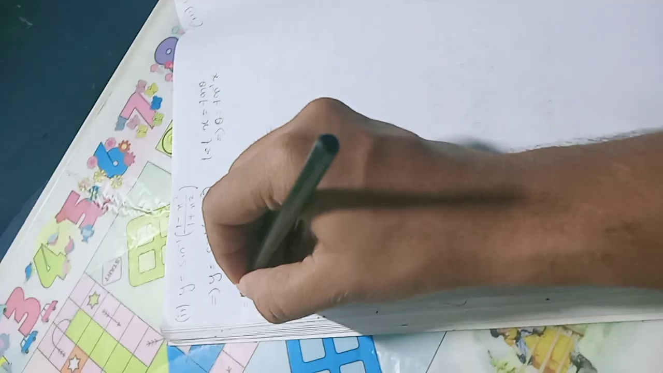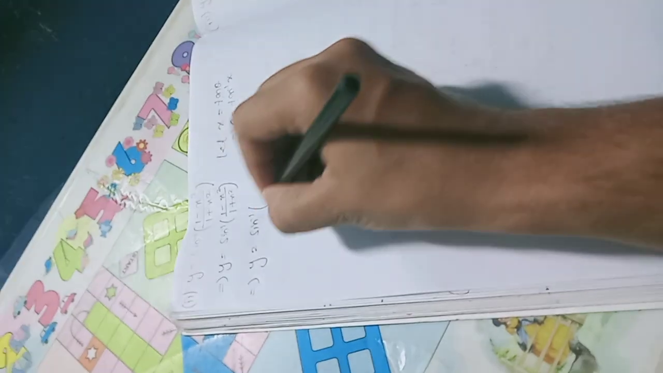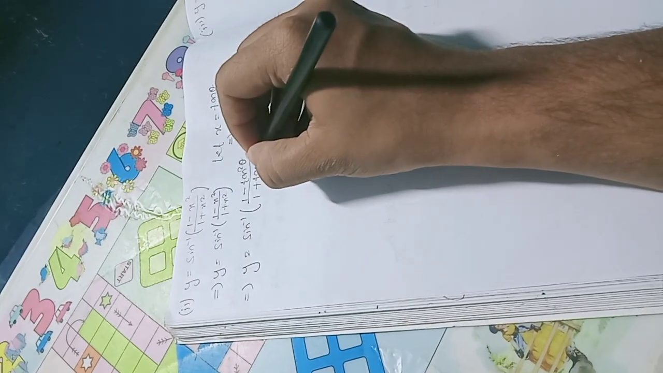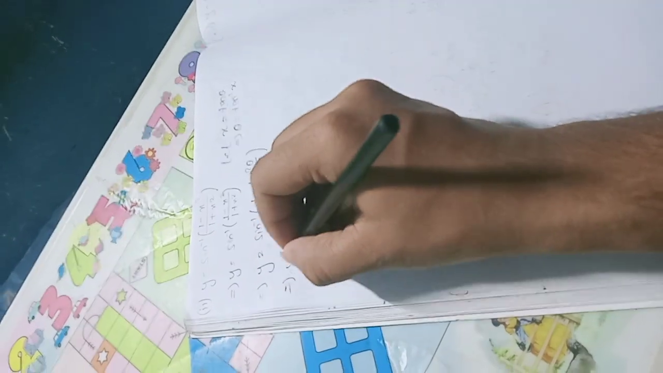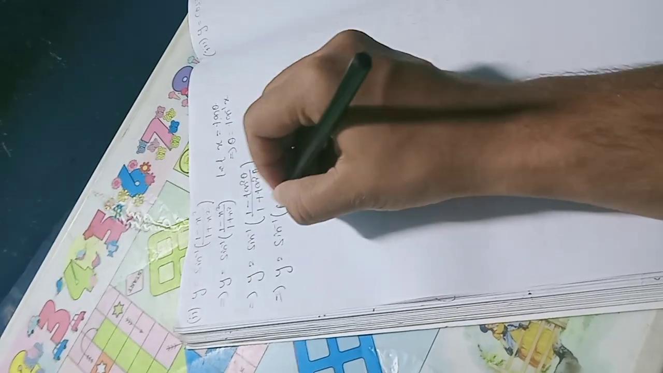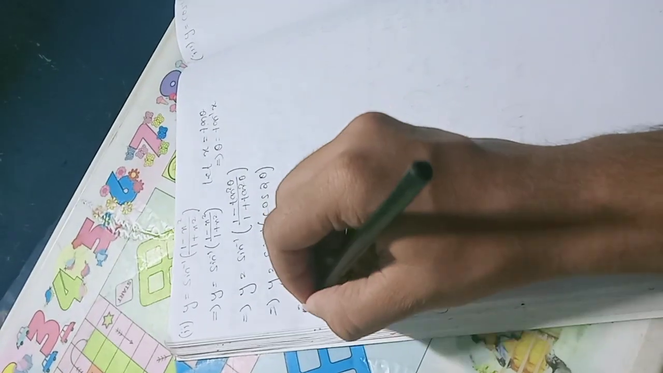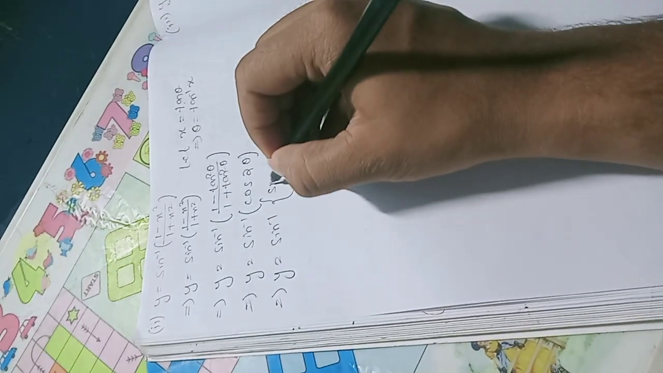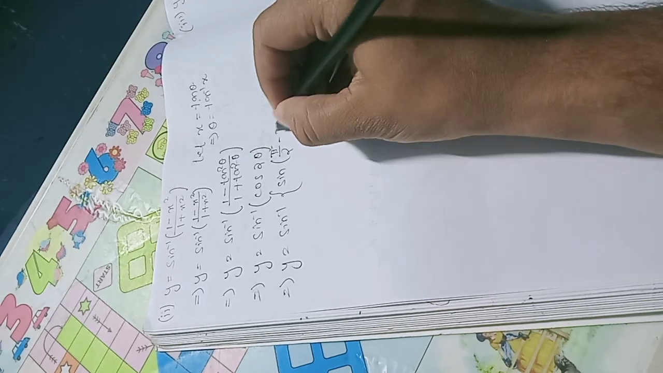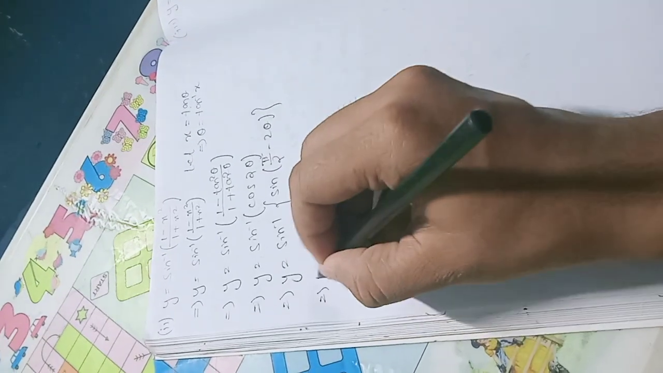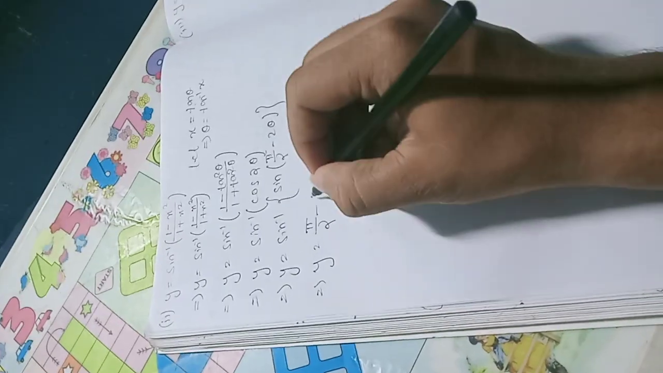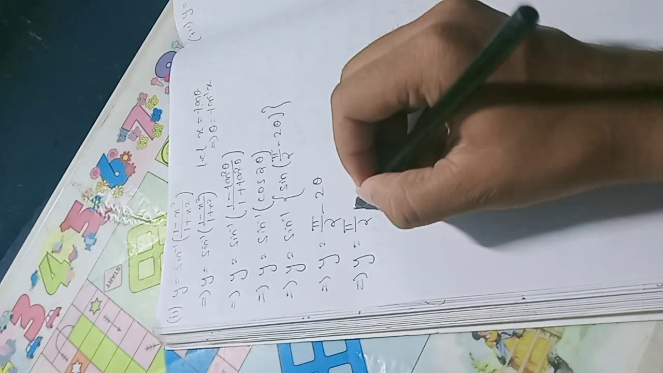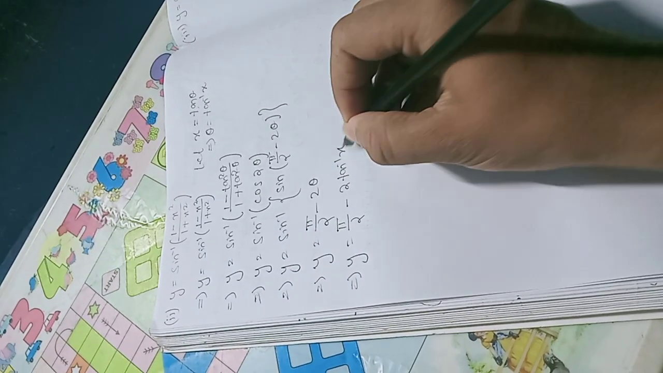Y is equal to sin inverse of (1 minus tan square theta) by (1 plus tan square theta). Y is equal to sin inverse of cos 2 theta. Y is equal to sin inverse of sin of (pi by 2 minus 2 theta). Y is equal to pi by 2 minus 2 theta. Y is equal to pi by 2 minus 2 tan inverse x, theta value.